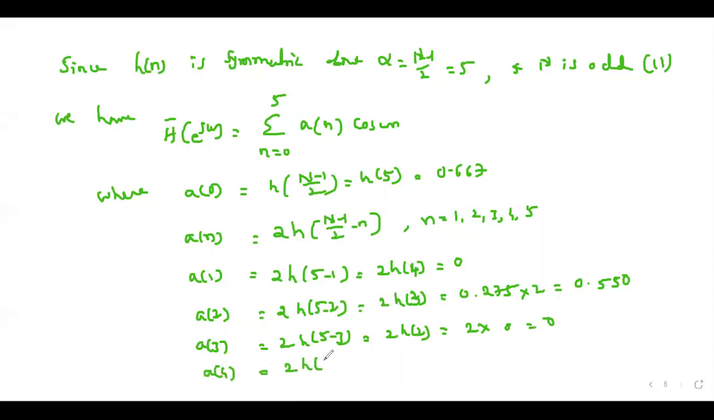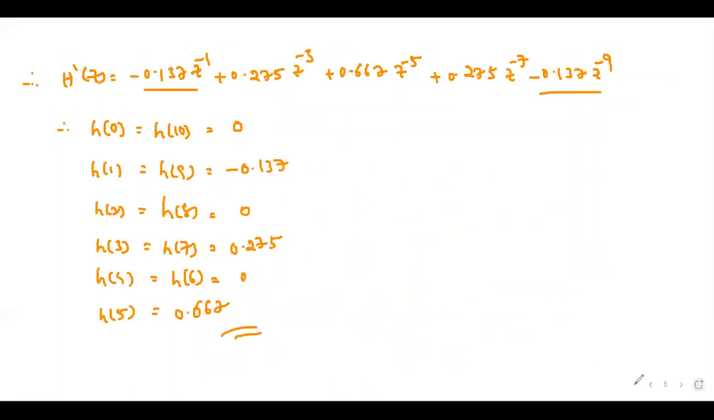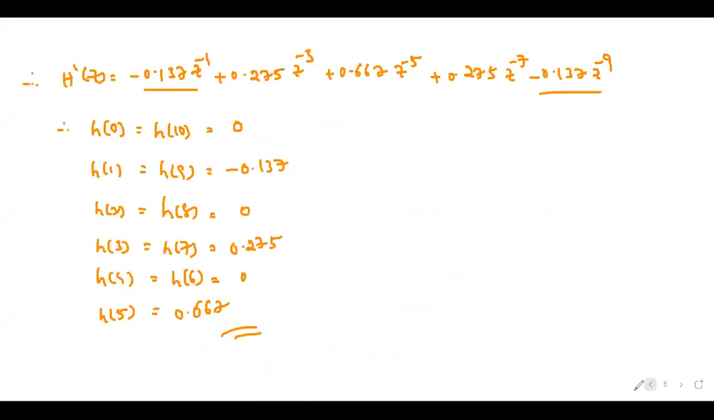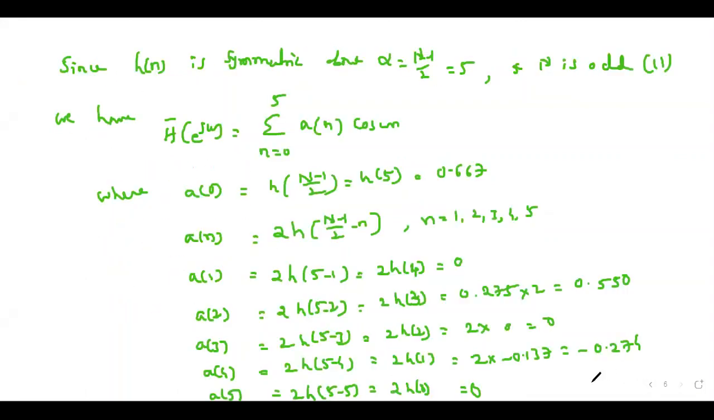Then A of 4 is 2 into h of 5 minus 4. This is equal to 2 into h of 1. H of 1 is minus 0.137. This is equal to minus 0.274. And last, A of 5 is equal to 2 into h of 5 minus 5, 2 into h of 0. This is equal to 0 because h of 0 value is 0. Correct. Now we have A of 0 to A of 5 values.